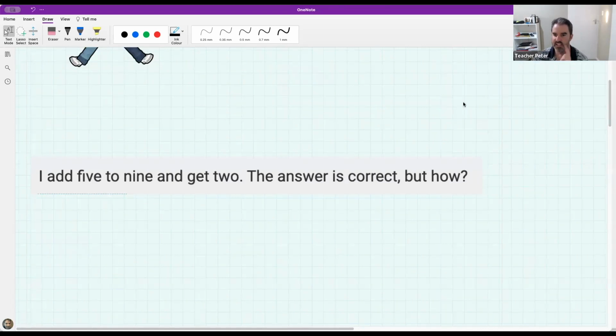Where did I get the 18? Okay, I'll come back in a moment, Samsung, to that question. Has anybody got an idea? How can I add 5 to 9 and get 2?